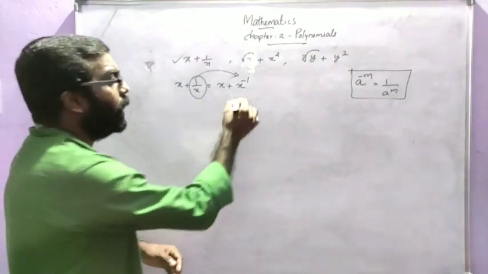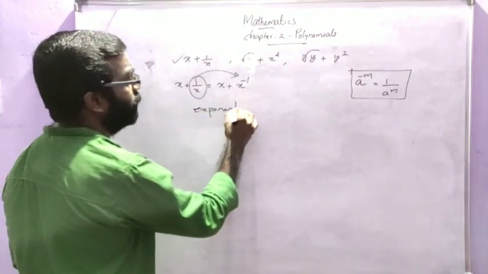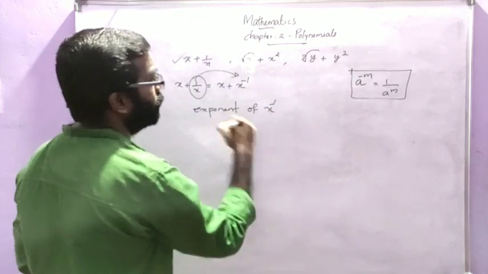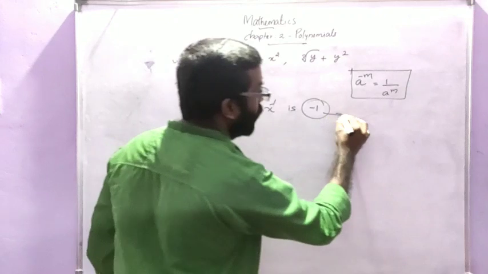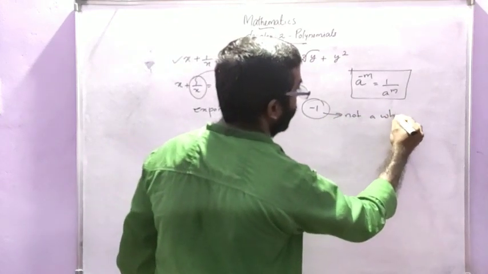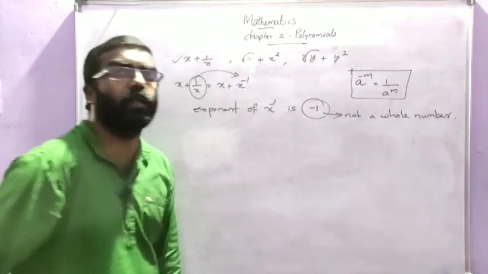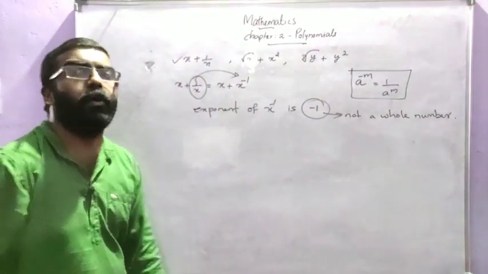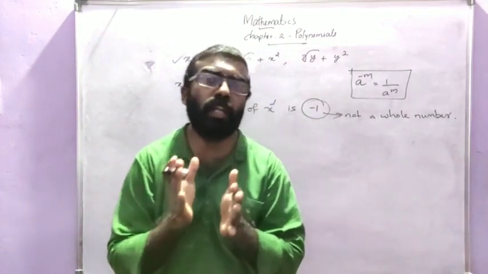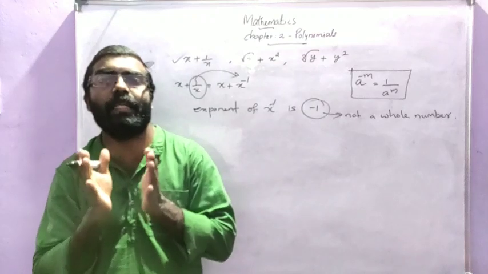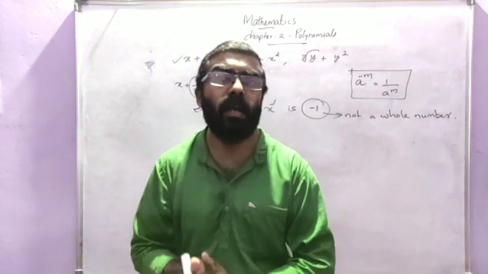Here the exponent of x raised to minus 1 is minus 1, and it is not a whole number. That means this is not a polynomial. In a polynomial the exponent or the power of each and every variable must be a whole number.